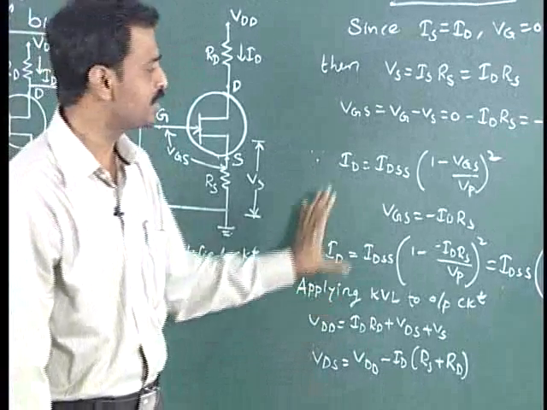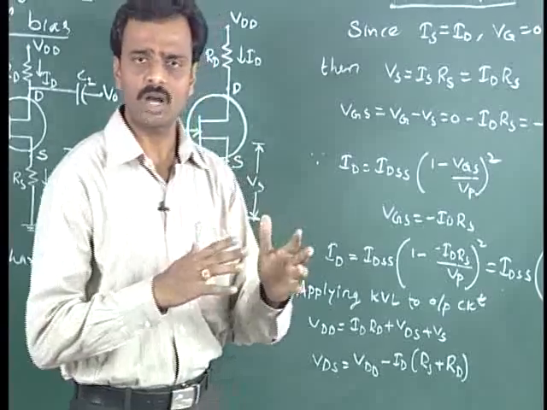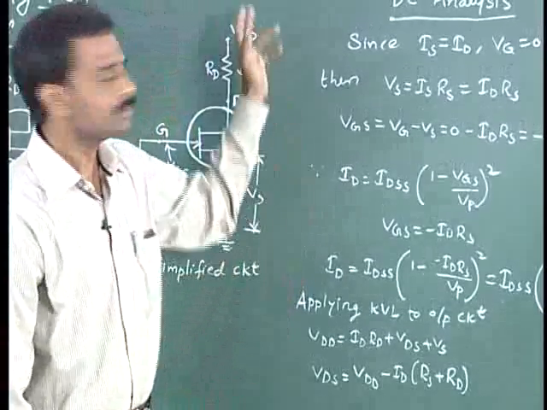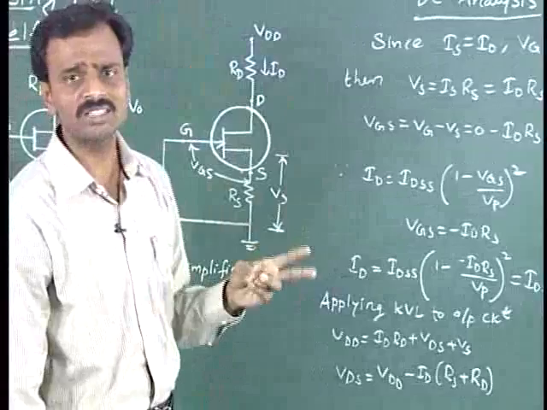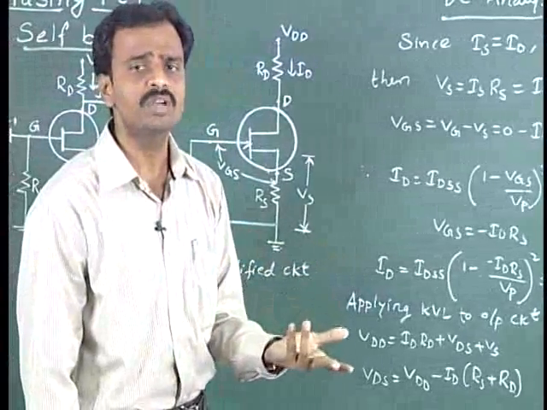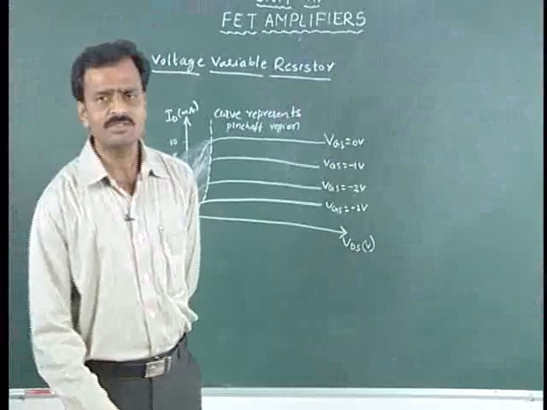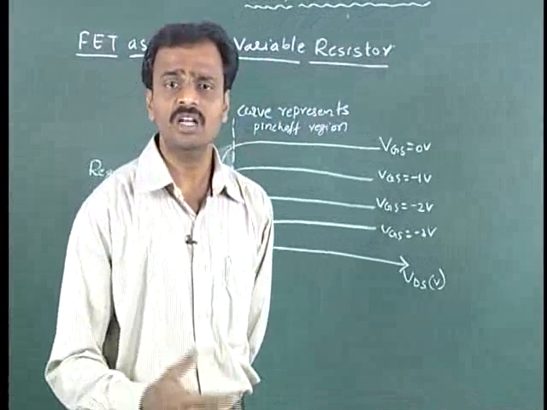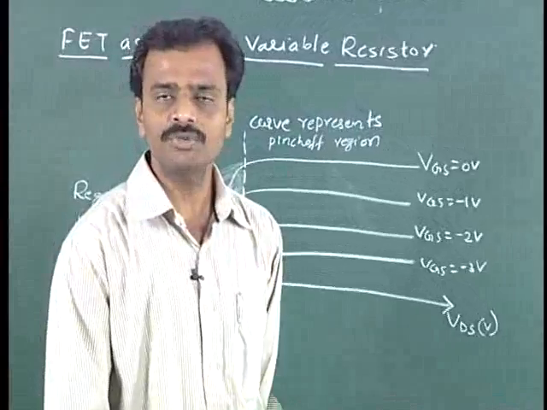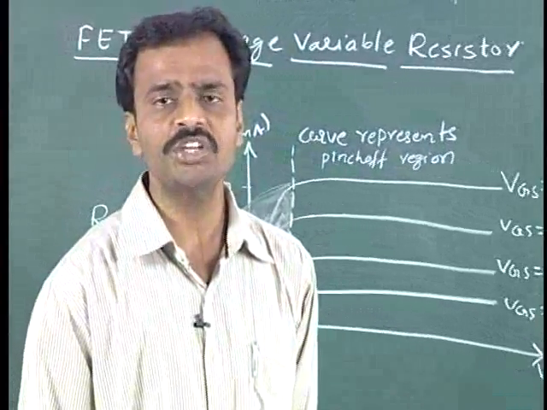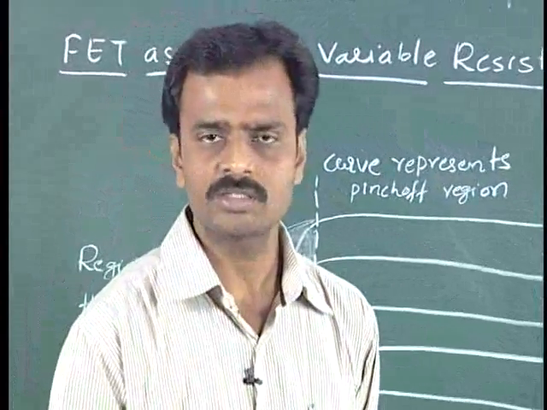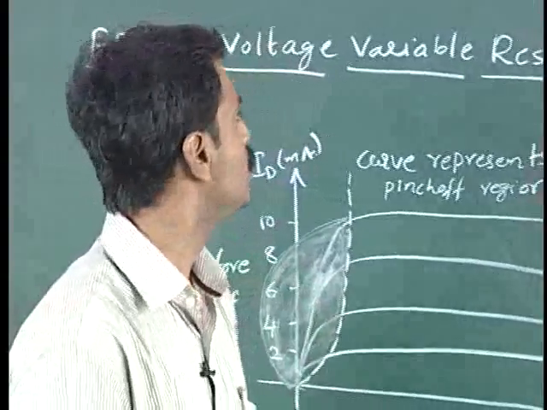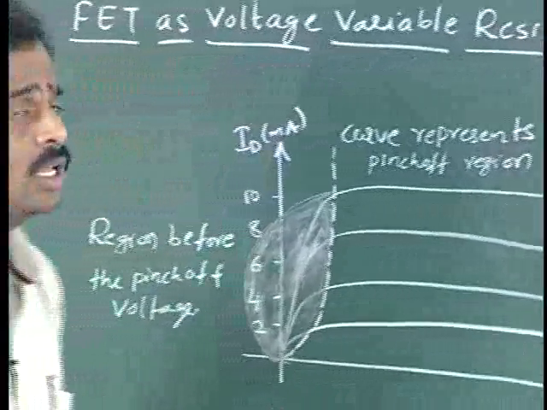By this we have finished all the techniques of operating point for fixed bias, self bias and voltage divider bias of field effect transistors. As we already know, bipolar junction transistors are called current controlled devices, whereas field effect transistors are called voltage controlled devices. In a similar fashion, the FET is also called a voltage variable resistor.